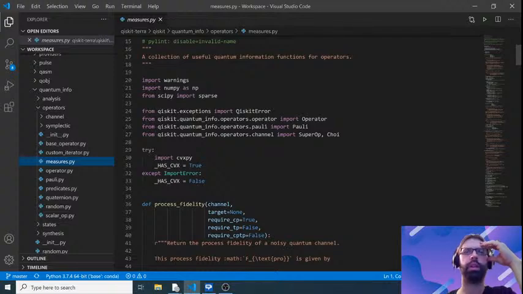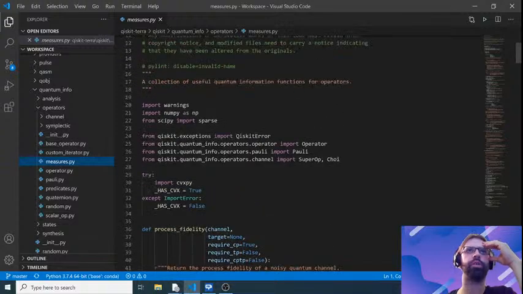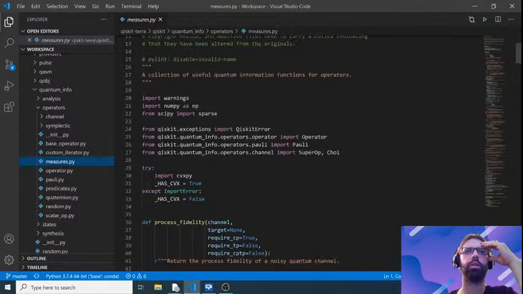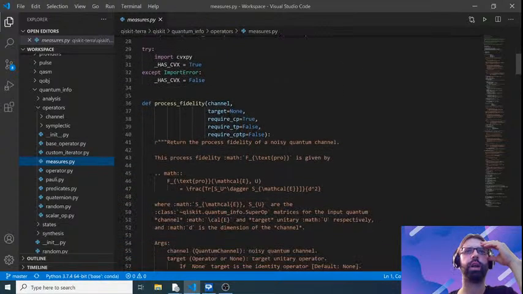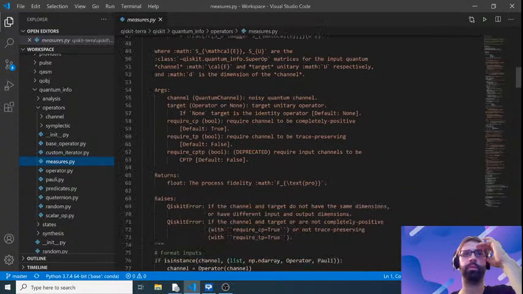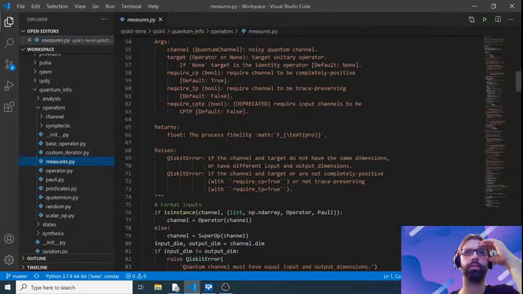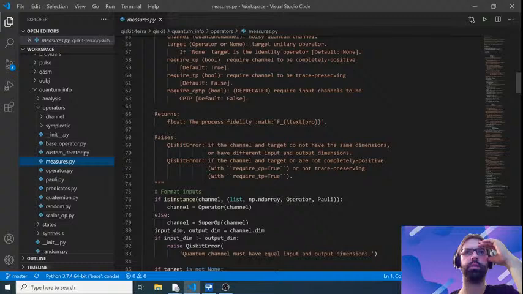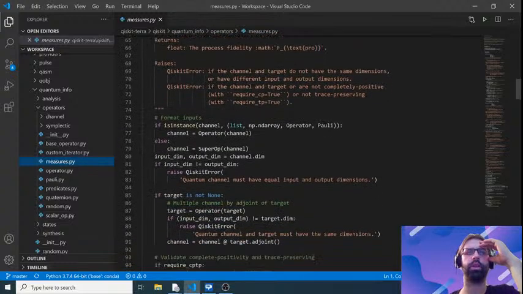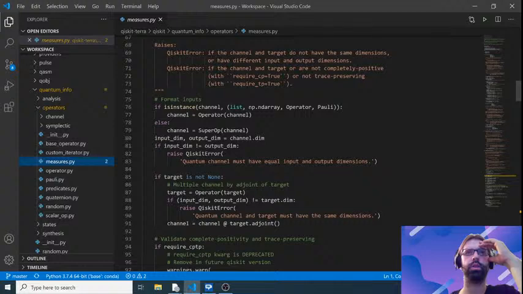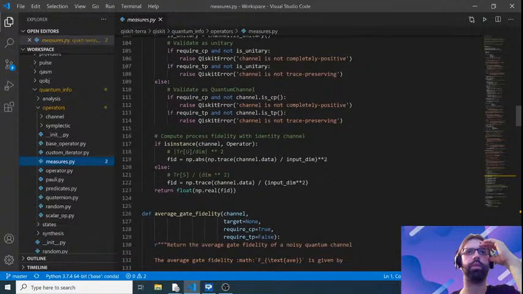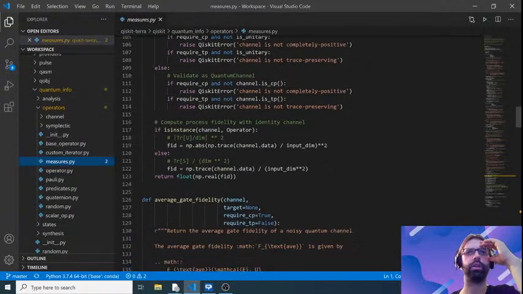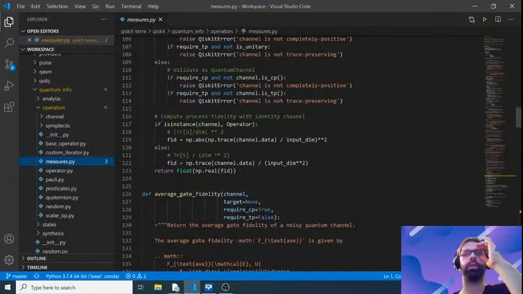So process fidelity. Okay, so in here there's a bunch of stuff you can kind of apply to your operator. So you process the fidelity. Is instance. Okay, that's more like a util. What else do we have in here? This instance average gate fidelity of a noisy quantum channel.